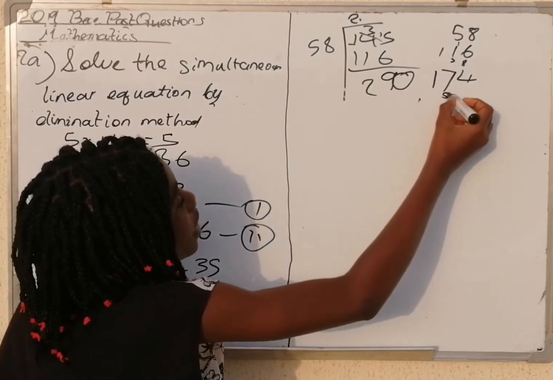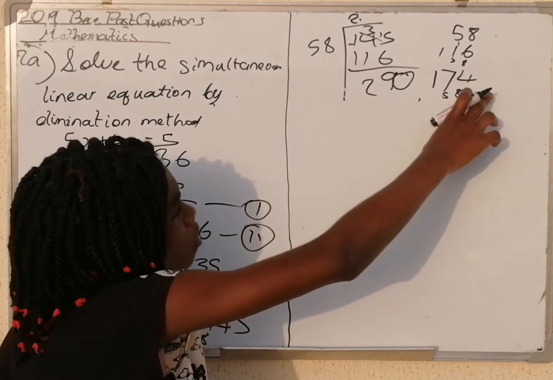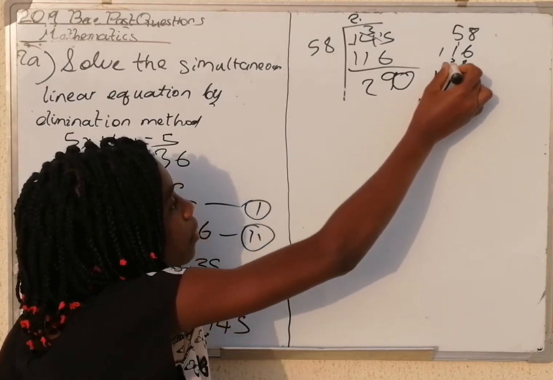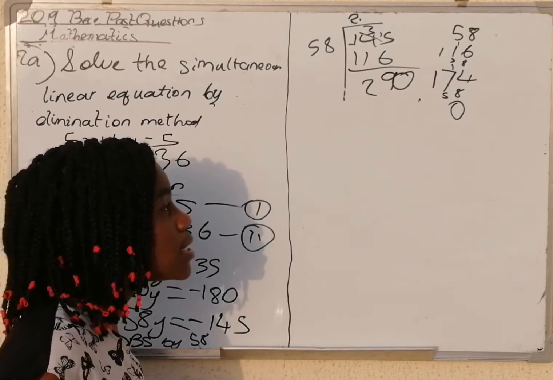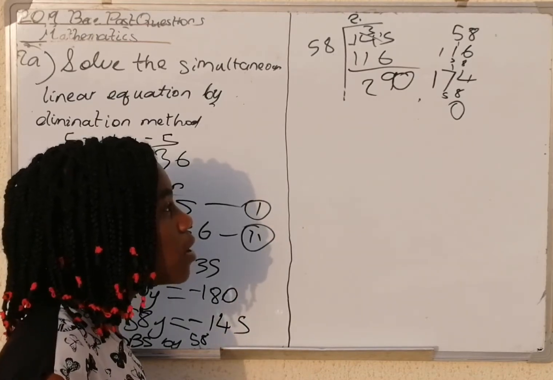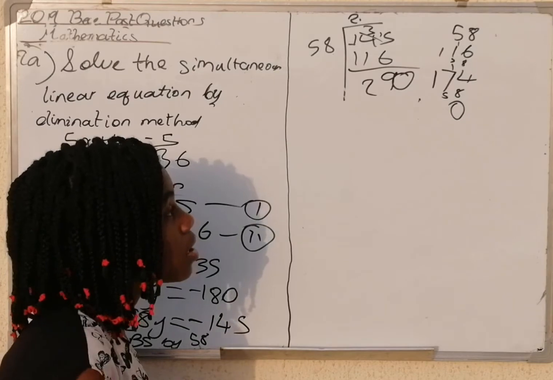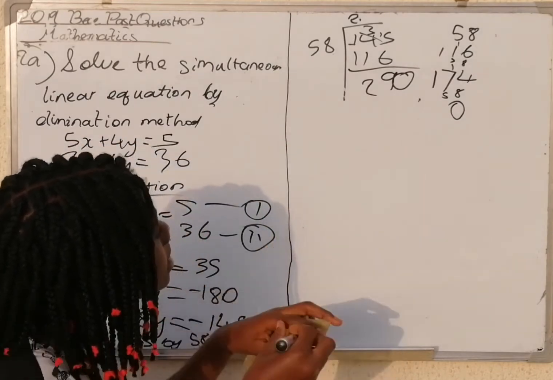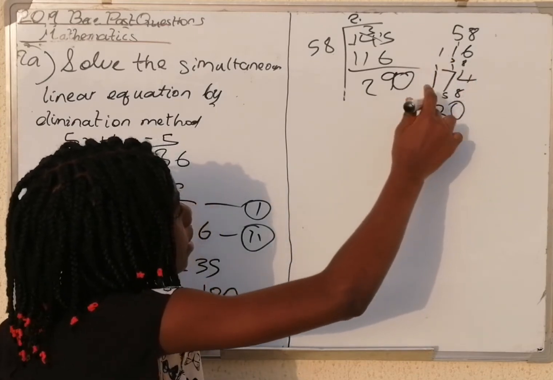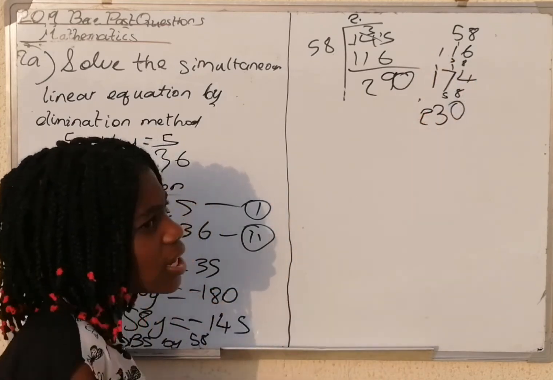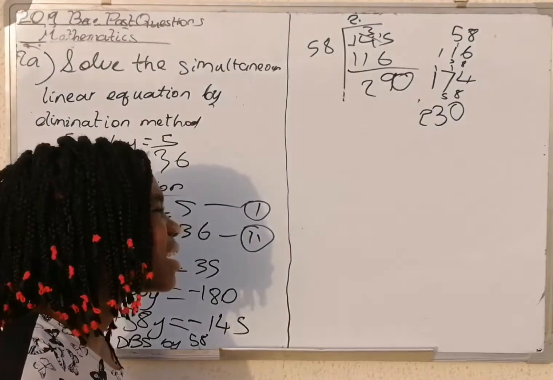So we add 58 to 174. 4 plus 8 is 0. 7 plus 5 is 12. Plus 1 is 13. So we carry 1 here, making it 230. You might have made a mistake.